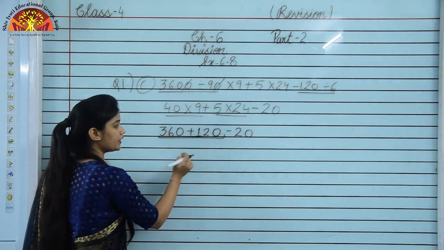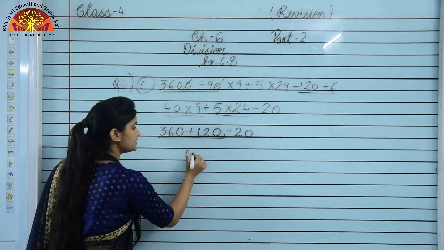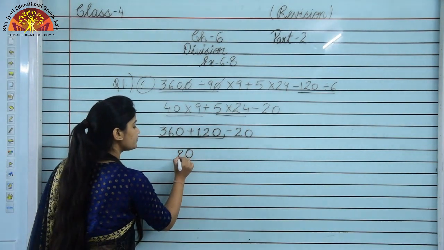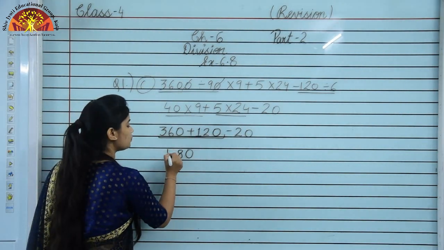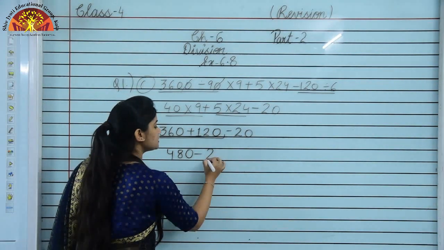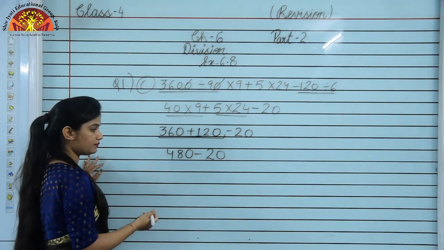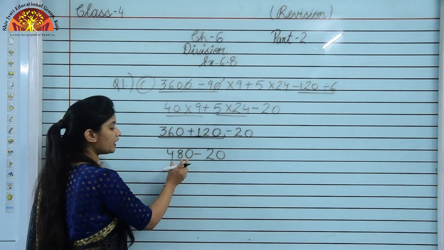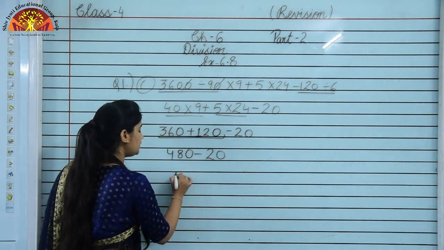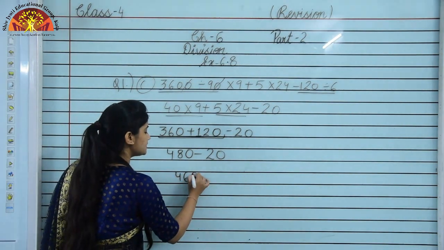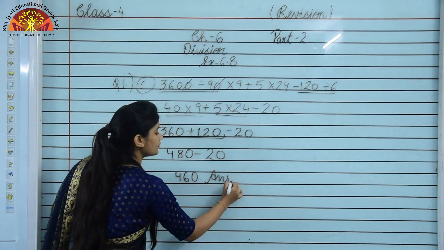360 plus 120. So 0 plus 0 will be 0, 6 plus 2, 8 and 3 plus 1, 4, minus 20. Now these are the simple numbers. What we have to do? Subtraction we have to do, and 480 minus 20 will be 460, and this is the final answer.